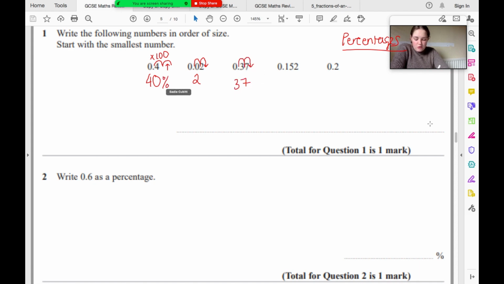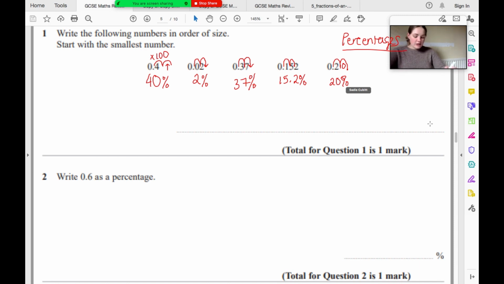I'm sorry, these are all percentages. 0.152, once, twice, ends up there, so that's 15.2%. And then this one, 2 spaces, ends up there, so it ends up being 20%.